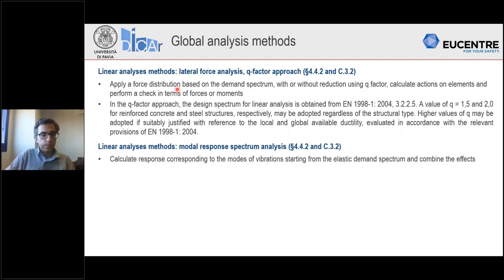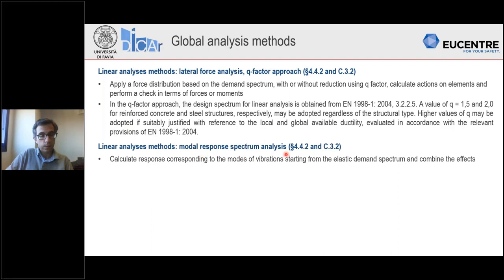Spandrel elements included in the model are made of blocks which have a good interlocking with the adjacent walls. The linear analysis methods, which are the lateral force analysis and the Q-factor approach, are somehow similar, and they consist in applying a distribution of forces calculated starting from the demand spectrum, with or without the Q-factor. Then you are required to calculate the actions on the elements and perform a check in terms of moments or forces. In the Q-factor approach, you have to reduce the design elastic spectrum by a value of Q given by the code.